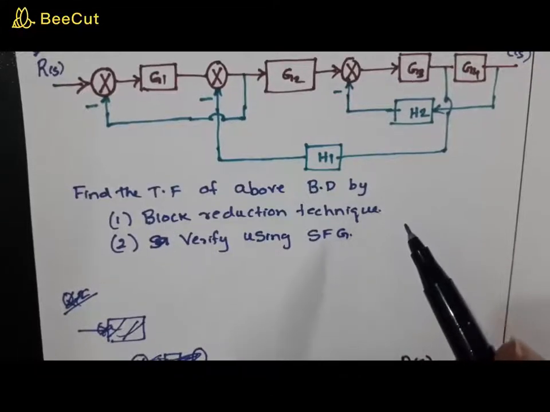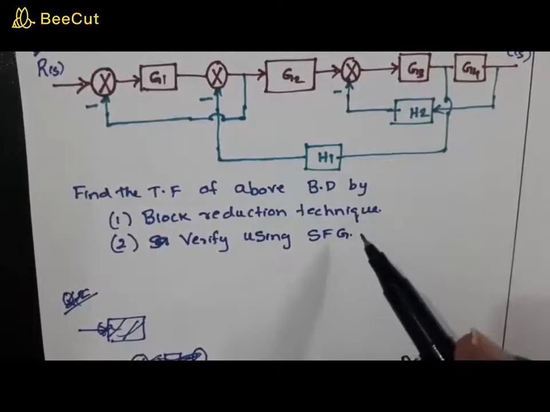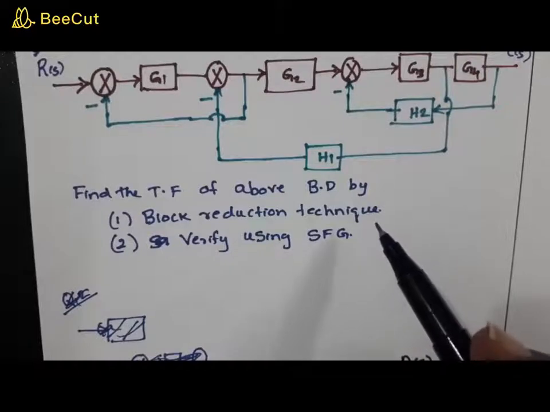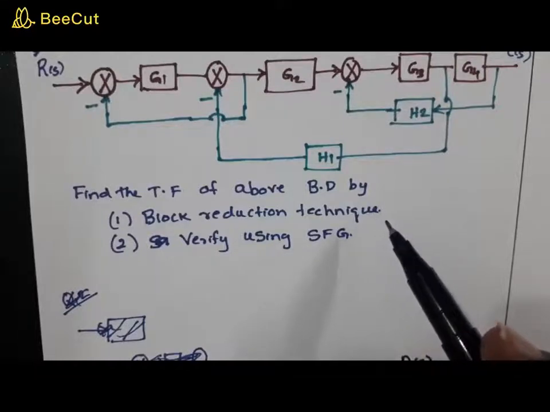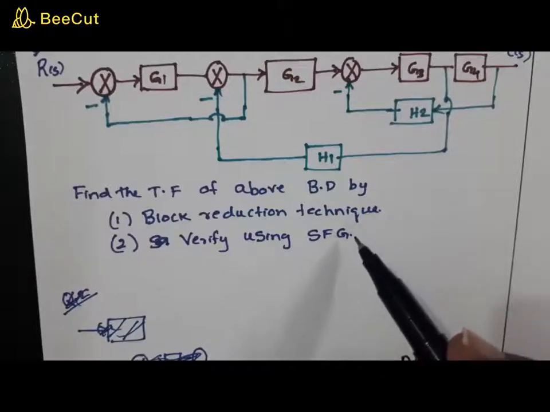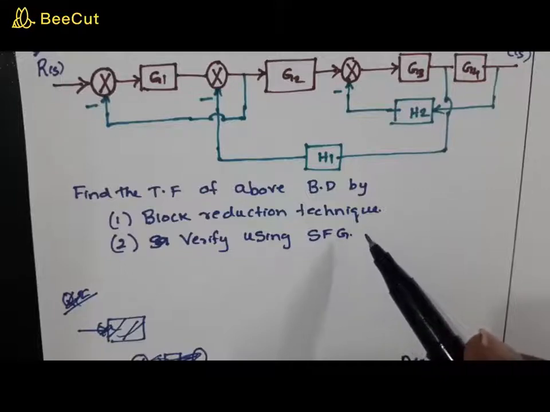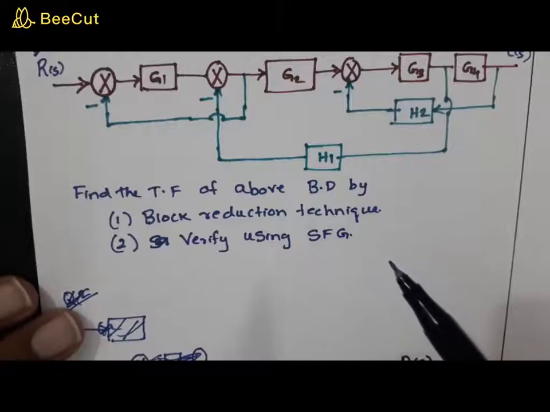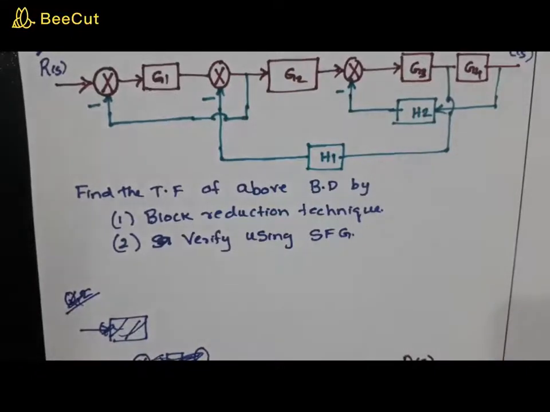Now if it is not specified in the question, just to find out the transfer function, you can simply use SFG. No problem, you will get the full credit for that. But if the question is to find out using block reduction technique, you need to resort to that block reduction technique, and you won't be getting credits if you just do SFG, because we know that while we have done 2 problems from that, we've seen that SFG is very, very simple.